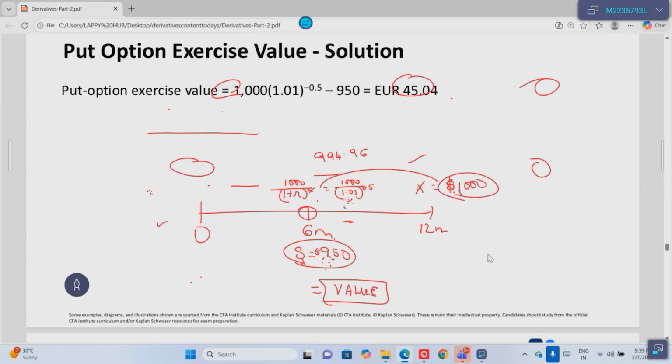994.96. No, 995. Okay, approximately 995. Approximately 995 is the value of $1,000. Versus 950, so the difference is 45 euros, and therefore the value is 45 euros. Is that clear? Check your calcs, guys. Yes, sir. Got it? Clear?